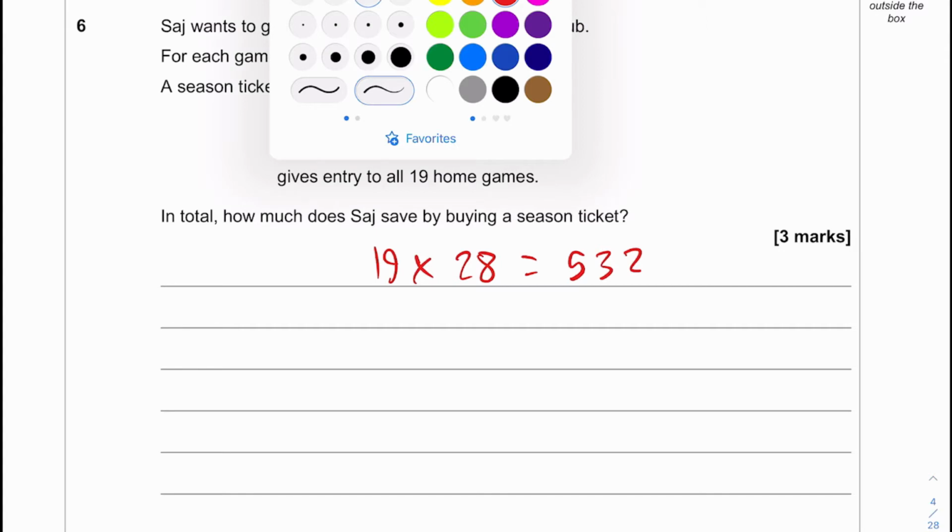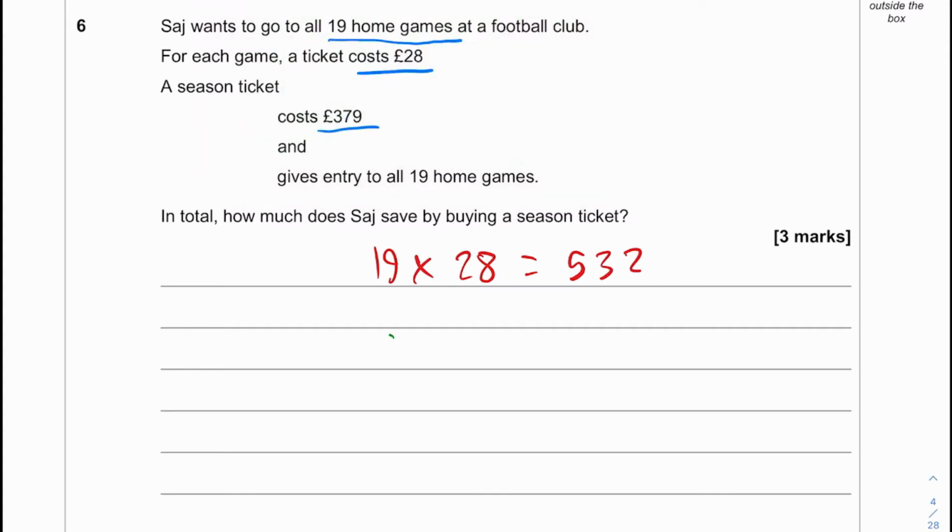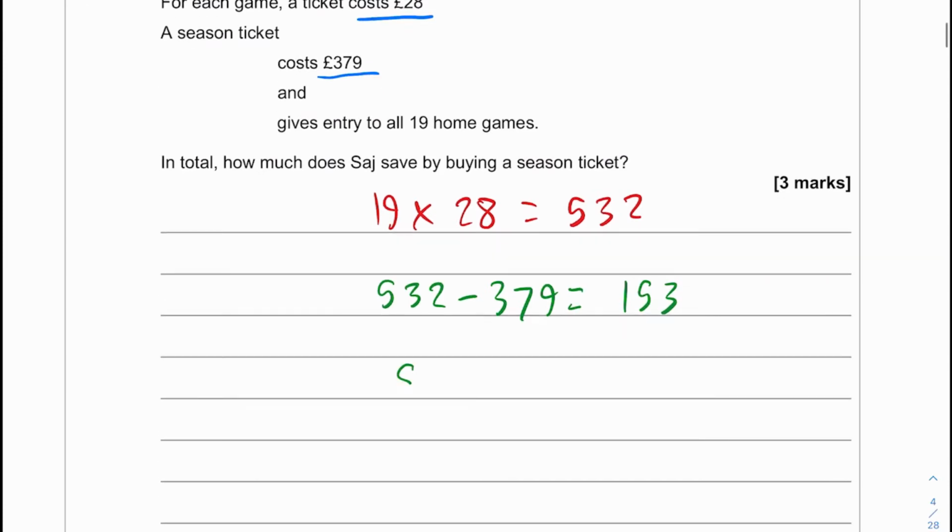So then when he does have a season ticket, we need to find how much he saves. So we take the full price, take away the cost of a season ticket, 379, and when we do this, what we get is 153. So we can say that he saves £153 when he gets a season ticket.